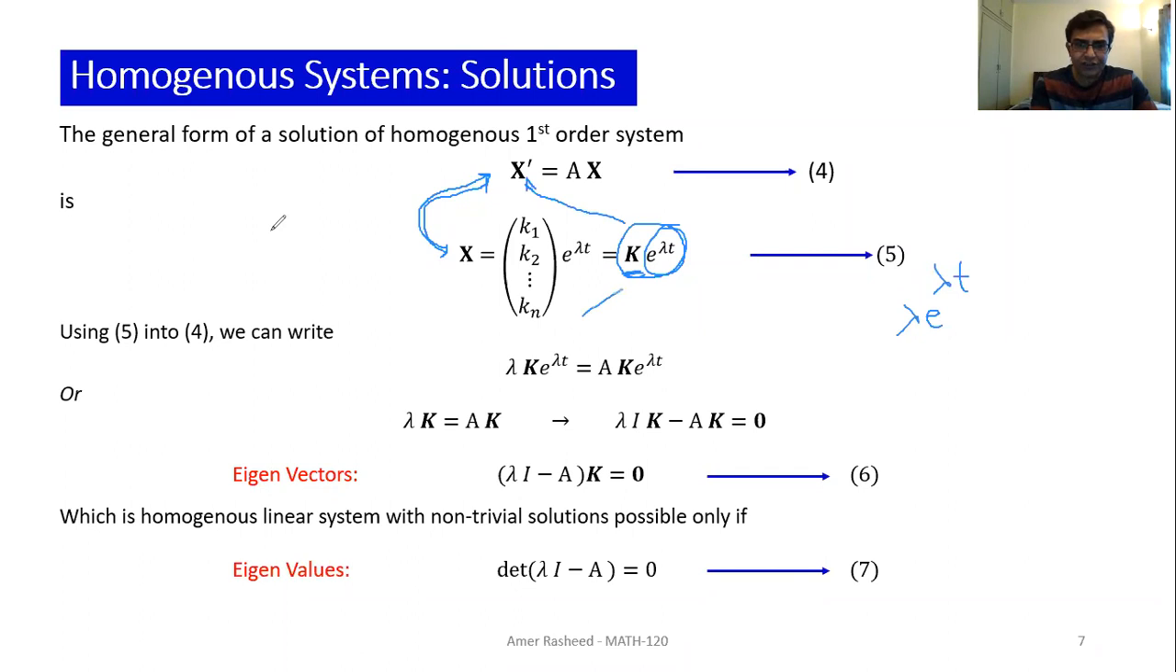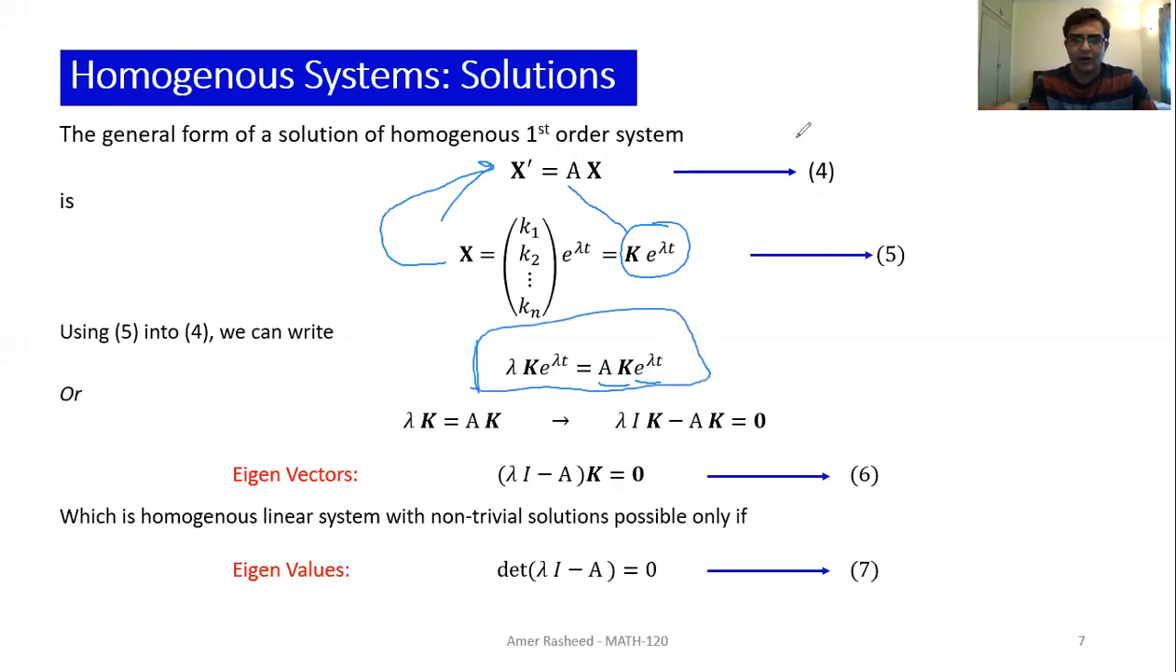So we get lambda k times e raised to the power lambda t, and on the right hand side we inserted just the solution, A times k times e raised to the power lambda t. So what we have done here, we inserted this into this equation. We get this. Now we know that e raised to the power lambda t is never zero, whatever the value of t, so we can cancel e raised to the power lambda t on both sides. If we cancel, we get lambda k is equal to A k.